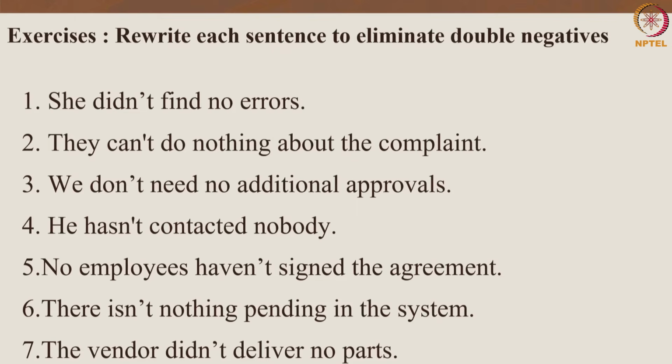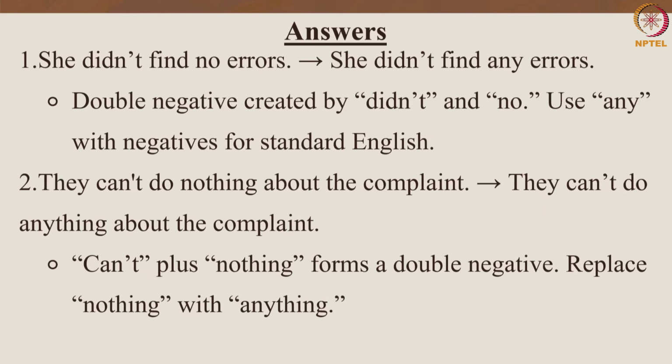Fourth, he hasn't contacted nobody. Number 5, no employees haven't signed the agreement. Number 6, there isn't nothing pending in the system. Number 7, the vendor didn't deliver no parts.